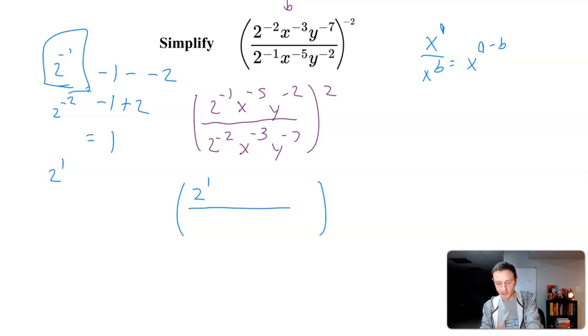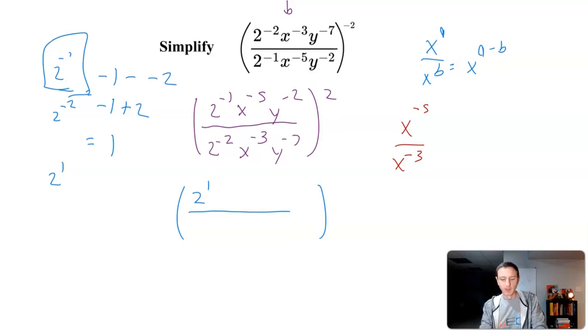Now let's do the x's. So we have x to the -5 over x to the -3. Big minus small. Where is the big exponent? What is the big exponent? The big exponent is -3. That is bigger than -5. So I'm going to do -3 minus the -5. That is +2. -3 plus 5 is +2. So that means I'm going to get x to the second.